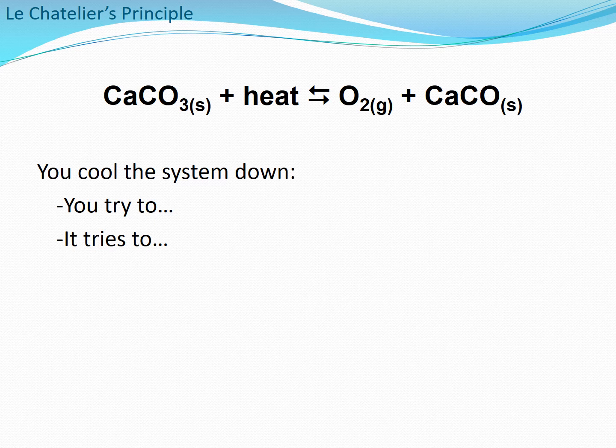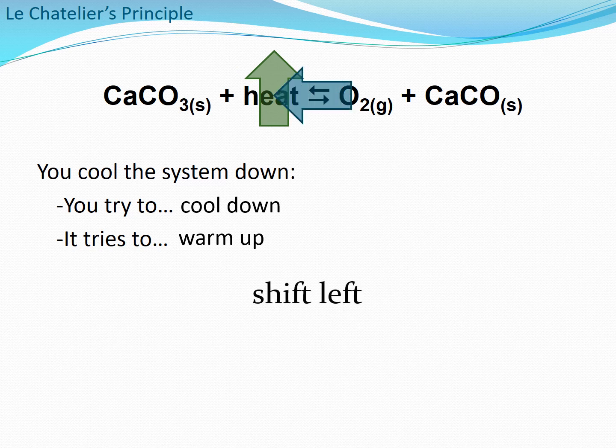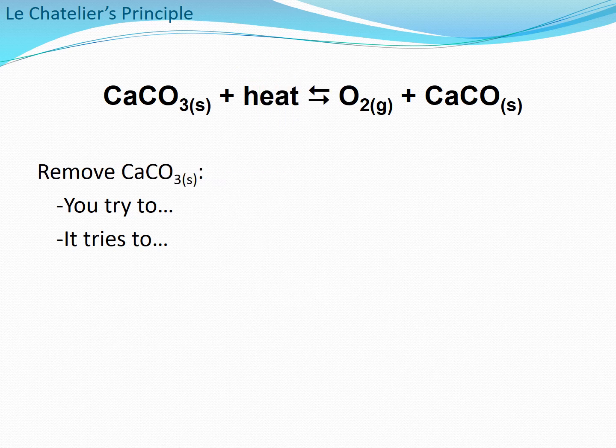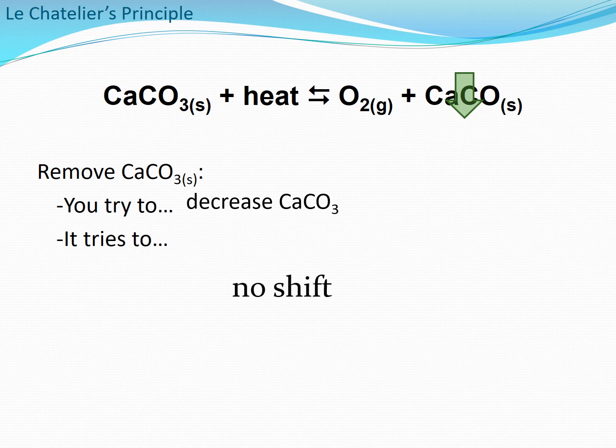You cool the system down. So you try to take the heat down. It's going to try to push the heat up, and to increase heat it is going to shift to the side with heat to push it up, which means we're shifting to the left. Remove calcium carbonate. You try to remove calcium carbonate, so decrease it. The system's going to have no shift because it's a solid.